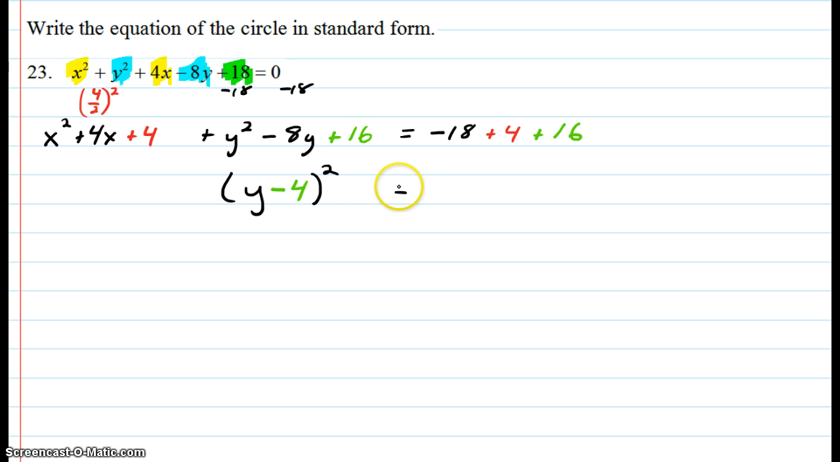And so on the right hand side we have 4 and 16 make 20. 20 minus 18 is 2. And then now that we've completed the square, we want to write it as a binomial squared. So this becomes x, half of that 4, plus 2 squared, plus y minus 4 squared. So that's it. There's our circle in standard form.